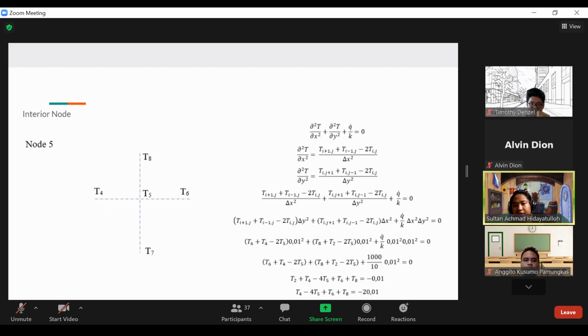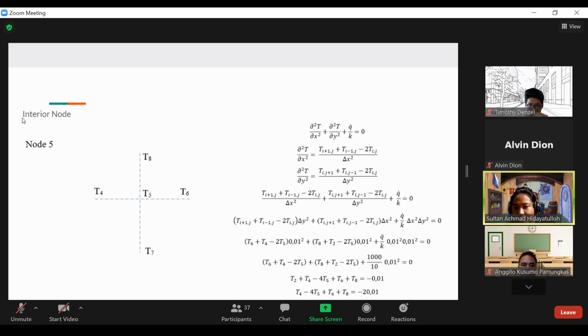And then this is for the interior. The example for calculation in an interior node, we take node 5. So the equation is still the same as the general equation, del squared T del x squared plus del squared T del y squared plus heat generation divided by the thermal conductivity coefficient. And then we use the Laplace method with the central scheme, like Anggito explained.